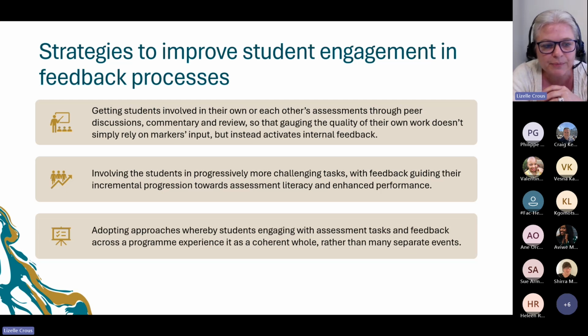And then adopting approaches where students engage with assessment, task, and feedback across programs and experiences. So it's a coherent whole and not seen as separate events. I've been repeating myself, and I hope that it will be reinforced in you that it is scaffolded. The students have to be part of the process, and the tasks must become progressively more intricate and more difficult, so that they are developing the skills and they are growing and learning, becoming lifelong learners.